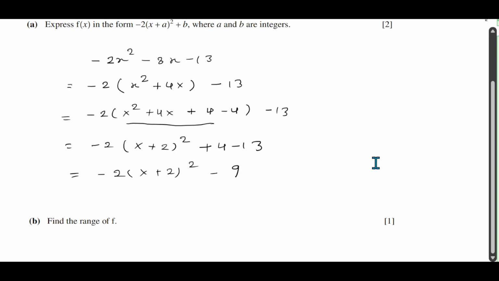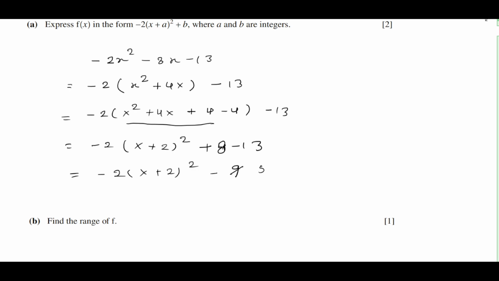Wait a minute. Here I should add 8. Here it should be plus 8, so 8 minus 13, I should get -5, so minus 5, sorry. Yeah, so it is -5.